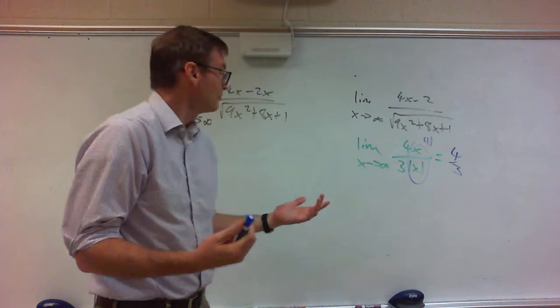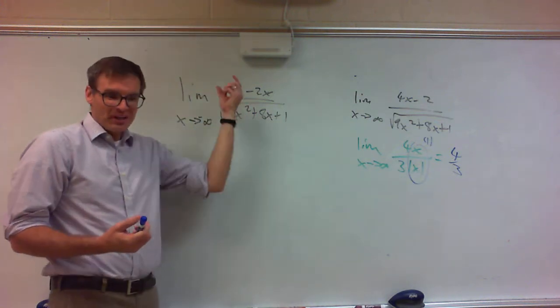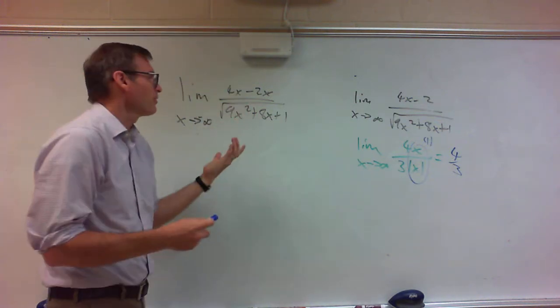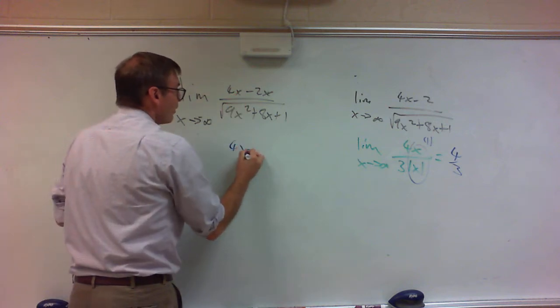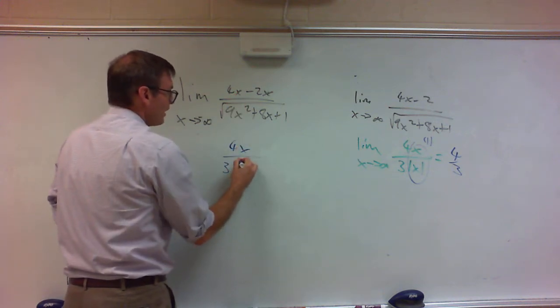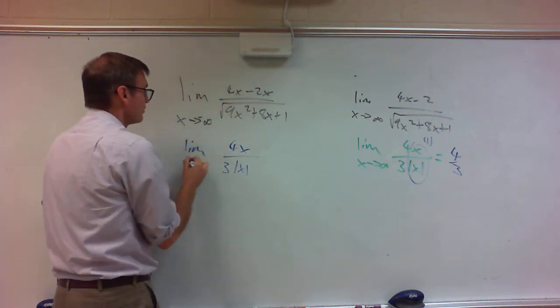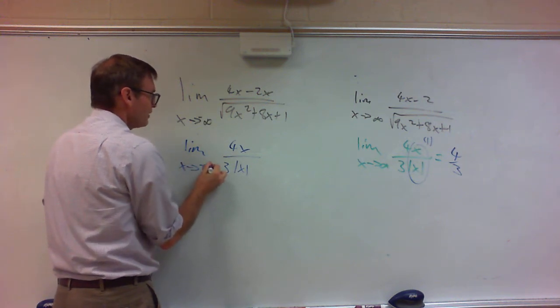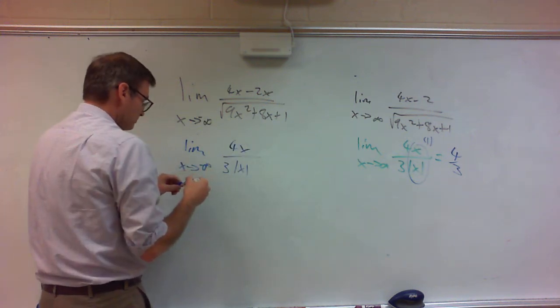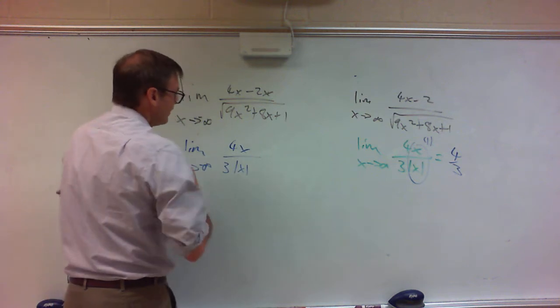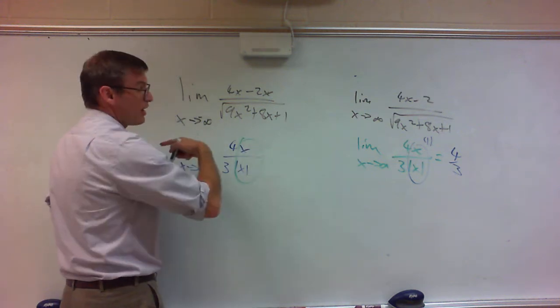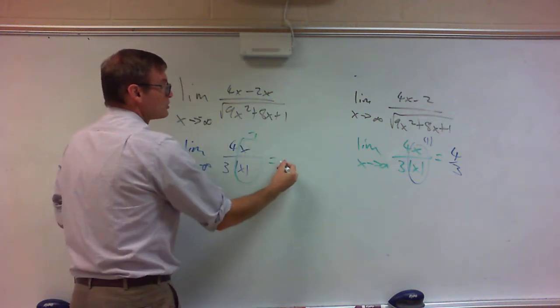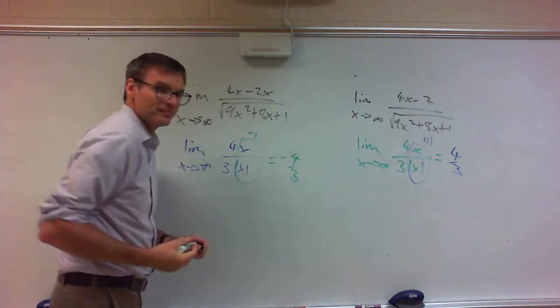Negative of that, right? Because can you see that we're going to get that x over absolute value of x part? If I go through this, that's 4x, which is going to give me 3 absolute value of x. But now, since x goes to negative infinity, this is going to be a big fat negative 1, so I end up with negative 4/3.